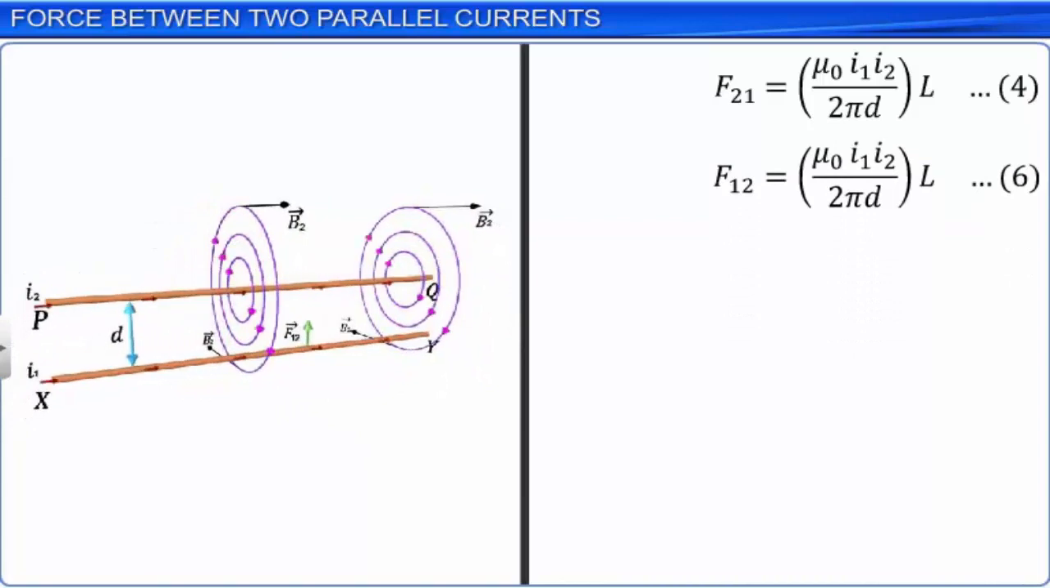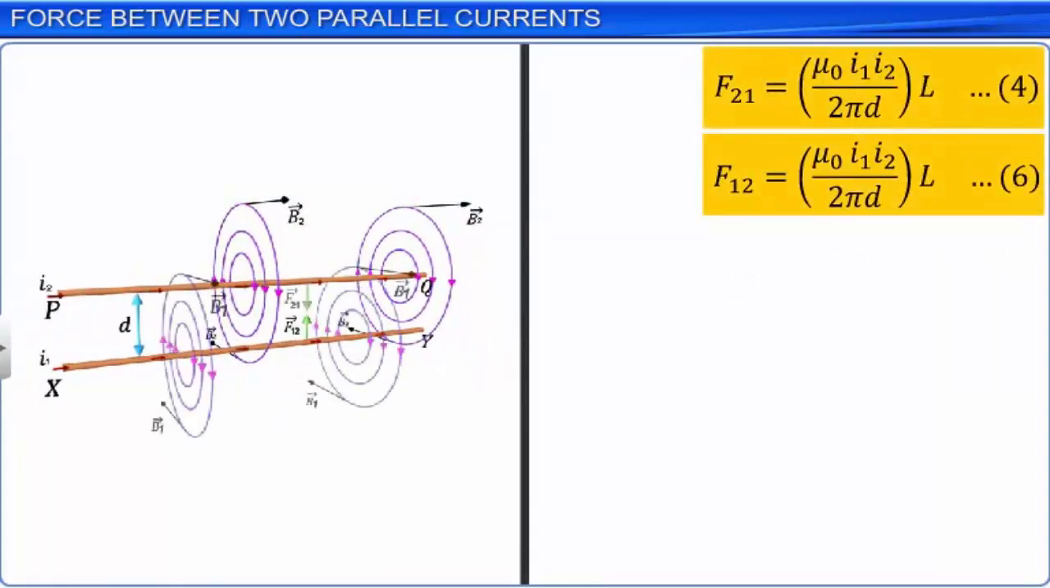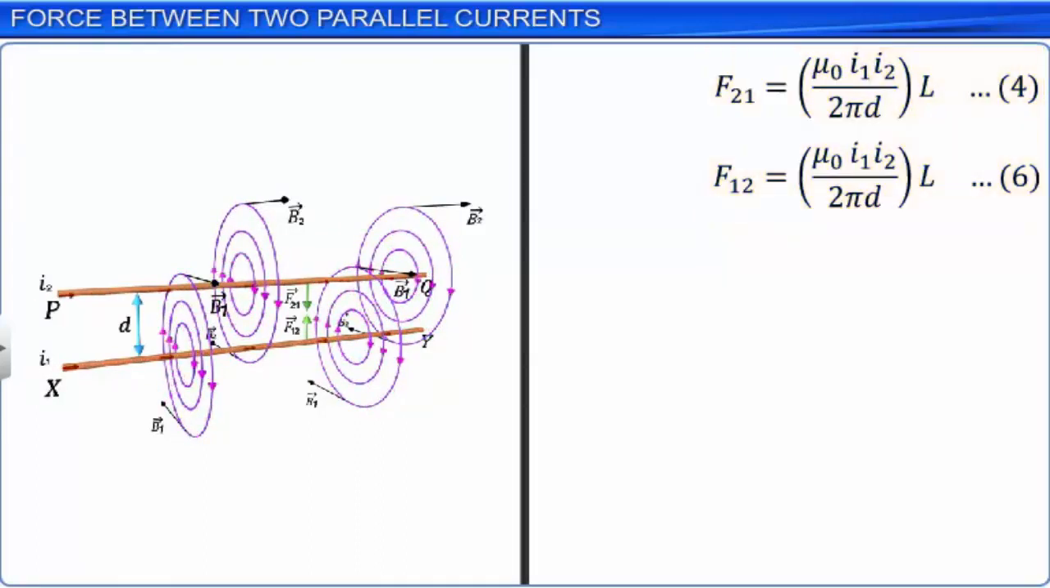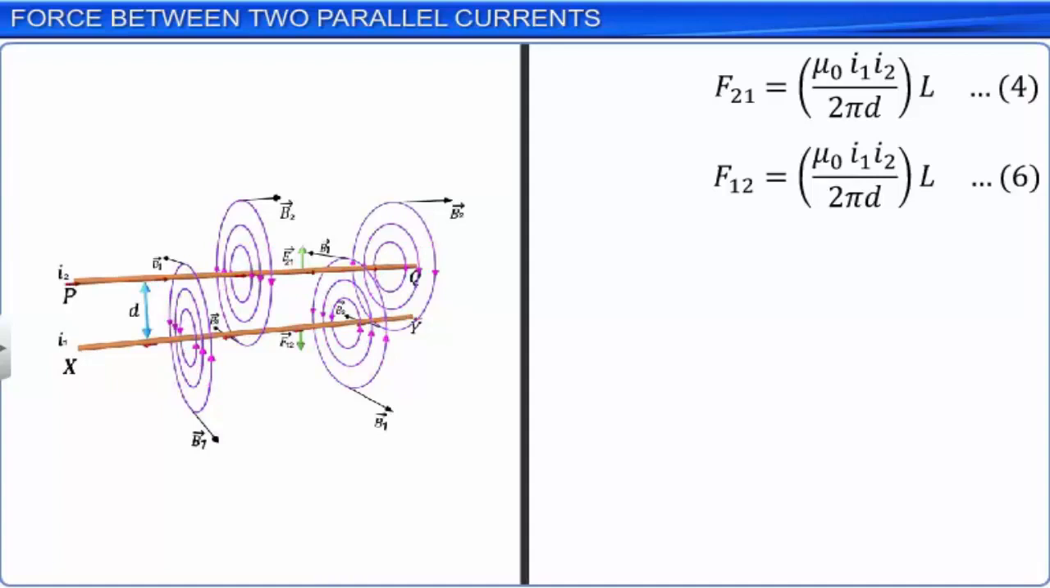When you compare equations 4 and 6, you realize the two forces, F21 and F12, are equal in magnitude but act in opposite directions towards each other. Hence, if the currents in the two parallel straight current-carrying conductors are in the same direction, the two conductors attract each other. On the other hand, if the currents in the two straight parallel conducting wires are in opposite directions, then the forces exerted by the conductors on each other are equal in magnitude but repulsive in nature. Thus, they repel each other.